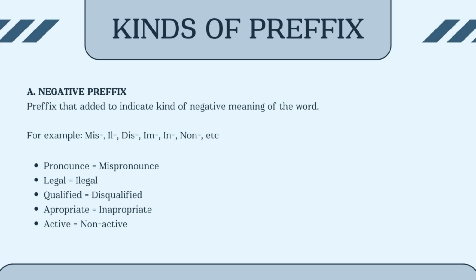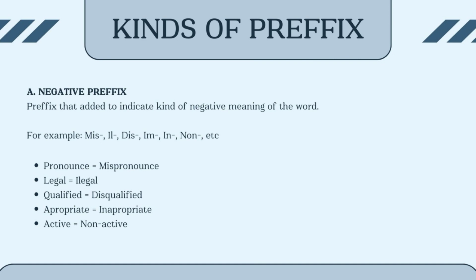Here we have the kinds of prefix. A negative prefix is a prefix added to indicate a negative meaning of the word. For example, we have mis, il, dis, im, in, non, etc. Like pronounced, if we add the prefix mis, it becomes mispronounced, and the meaning is wrong pronunciation of something. Also active, if we add the prefix non, the meaning also changes.